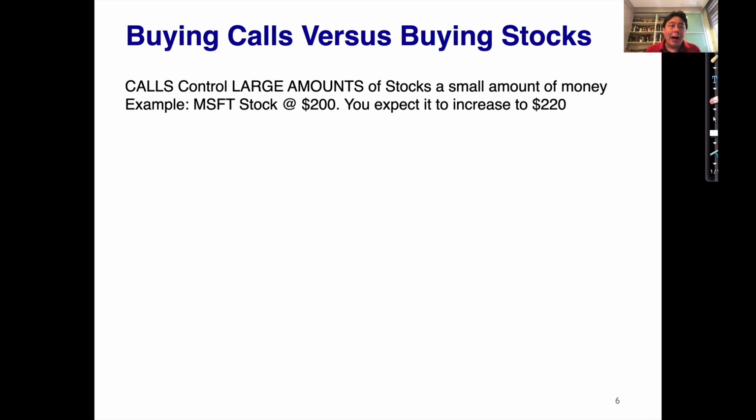Now let's take a look at how buying call options compares to buying the underlying shares of stock. One of the advantages of buying call options is that it allows you to control large amounts of stock value with a small amount of capital. For example, let's imagine once again that Microsoft is now selling at $200 per share and you expect it to increase to $220 in the next couple of weeks. So what could you do?